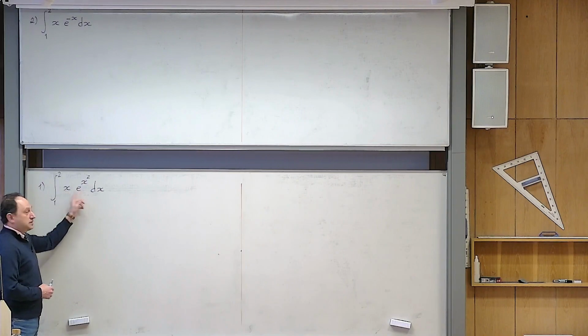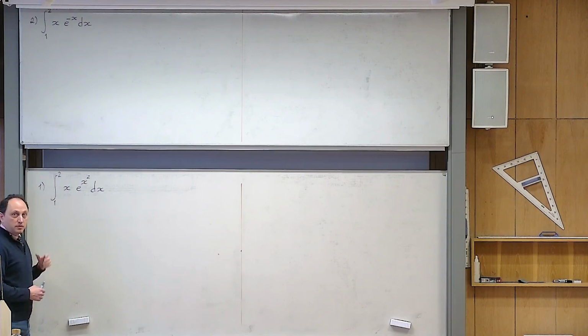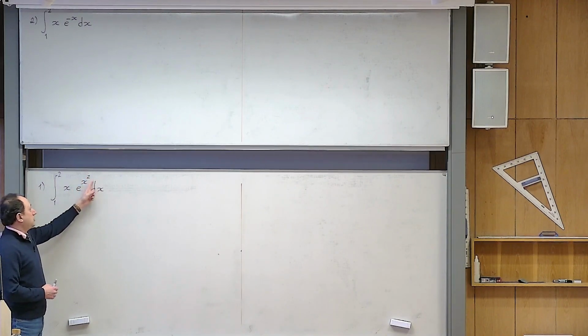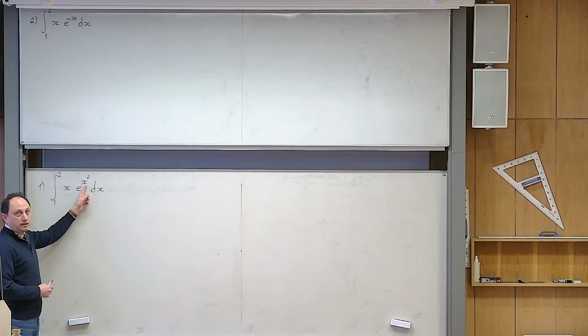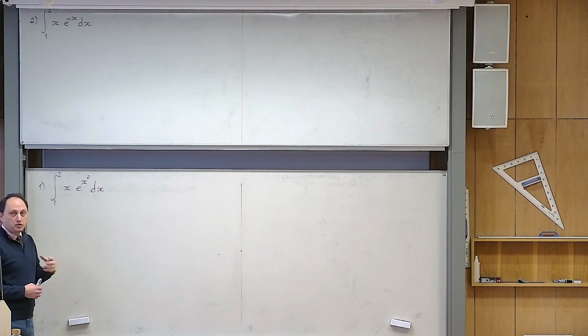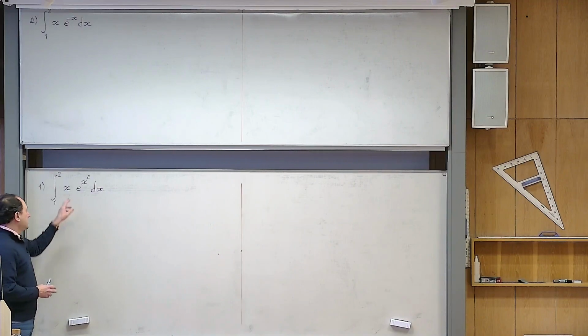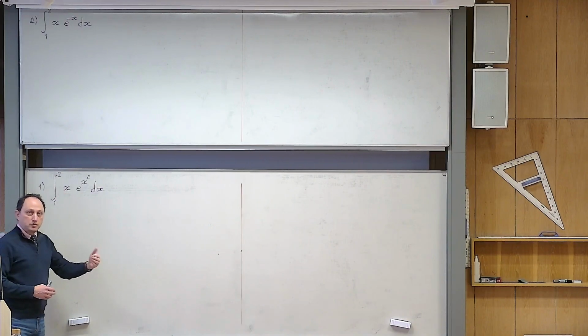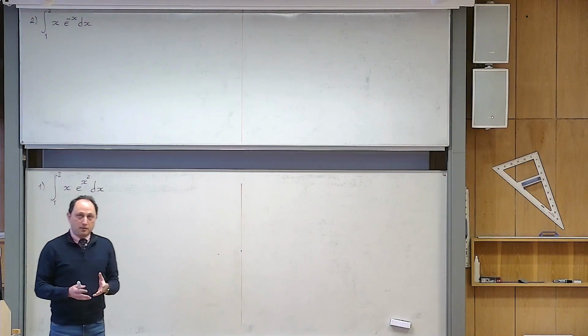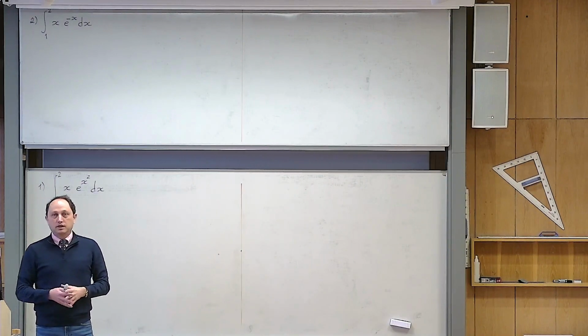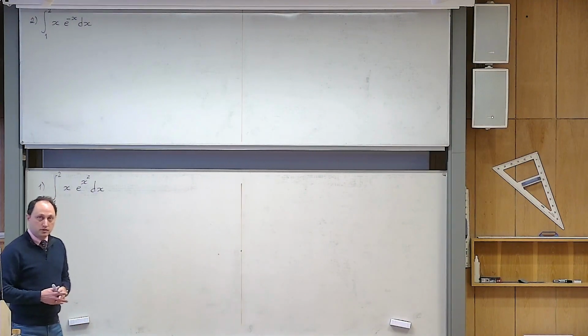So you see that this is the product of two functions, but the good point is that this part of the integrand, x squared, when you differentiate it, it becomes 2x. So 2x is more or less the same thing up to a scaling factor. Whenever this happens, the best method for integration is the method of substitution.